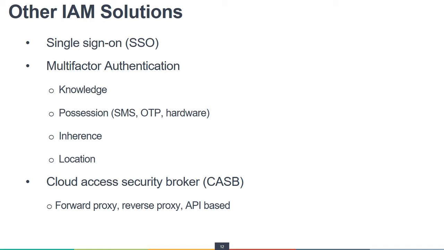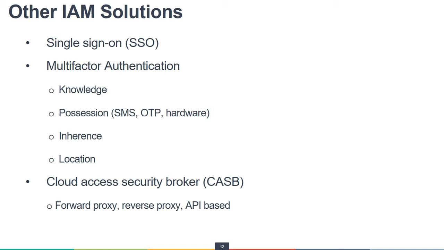Then we have multi-factor authentication. So this is MFA. Multi-factor authentication is something where we need knowledge, meaning something you know. We need possession of something you have. It could be hardware, it could be OTP or SMS. Inherence, which is something you are, means biometrics. Okay: something you know, something you have, something you are.